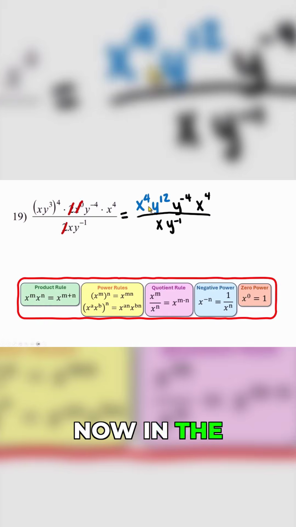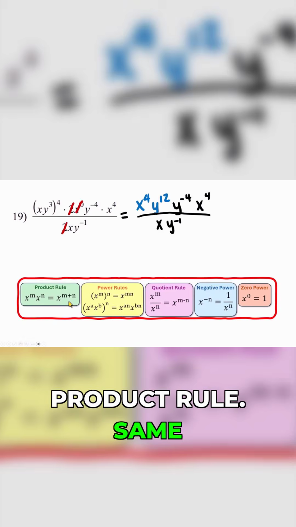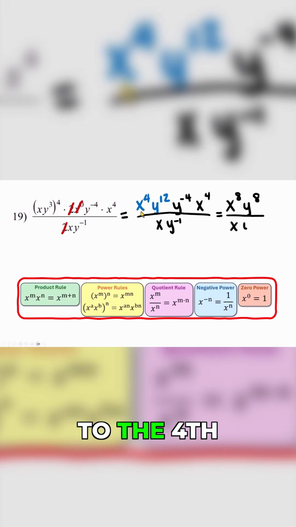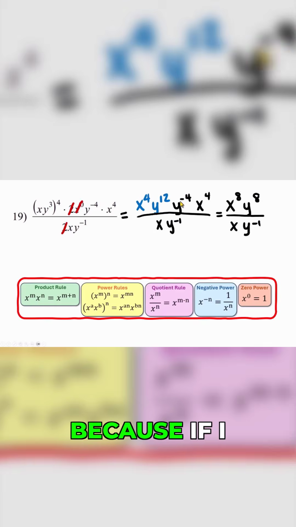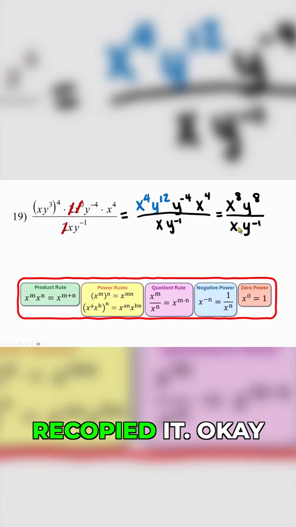So now in the numerator, I'm going to try to combine what I can using this product rule. Same base, you add the exponents. So I have x to the 4th times x to the 4th would be x to the 8th, y to the 12th times y to the negative 4th. I don't need to rewrite that as a fraction because if I add those together, I still end up with a positive 8 as an exponent. On the bottom, just recopied it.